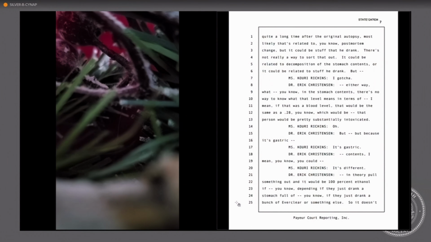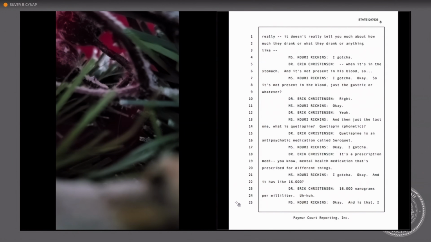Mm. So it doesn't really tell you much about how much they drank or what they drank or anything like that. I gotcha. And it's not present in his blood, so, I gotcha. Okay. So it's not present in the blood, just the gastric. Right. Okay. And then just the last one. What is quetiapine? Quetiapine is an antipsychotic medication called Seroquel.